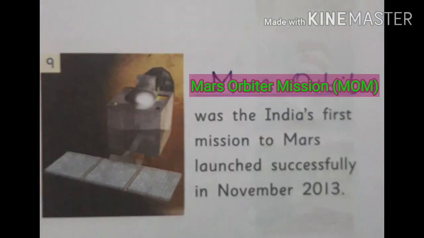So, 9th question. Dash was India's first mission to Mars, launched successfully in November 2013. So, the name of the mission is Mars Orbiter Mission. Short form it is MOM, M-O-M. It is M for Mars, O for Orbiter, and M for Mission. So, this is India's first mission to Mars.